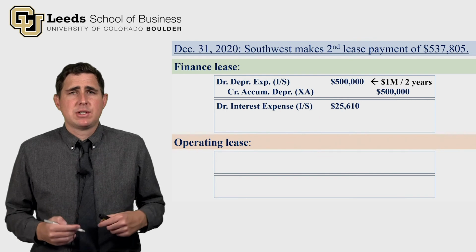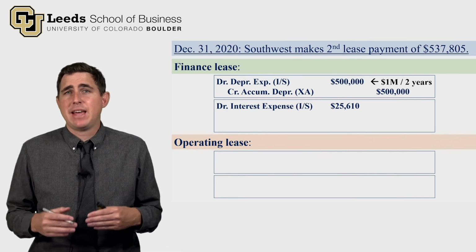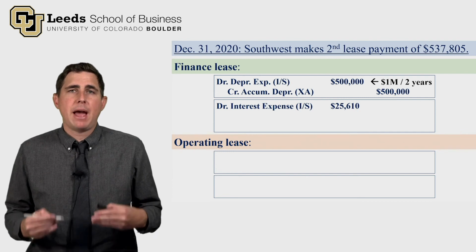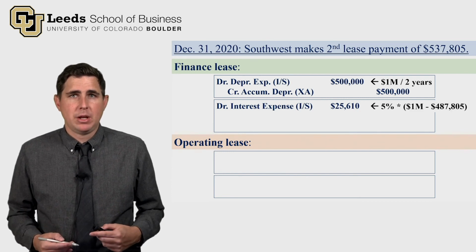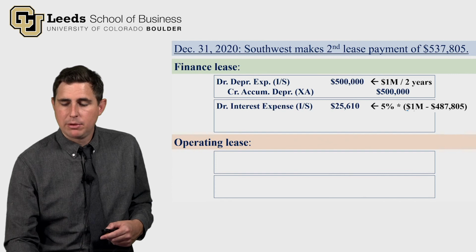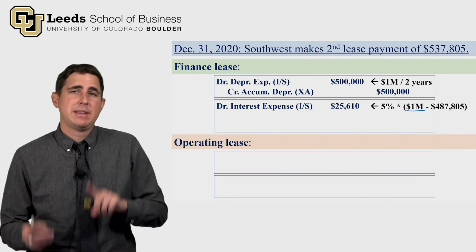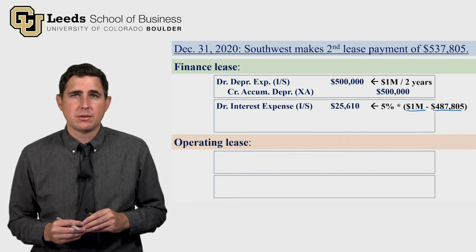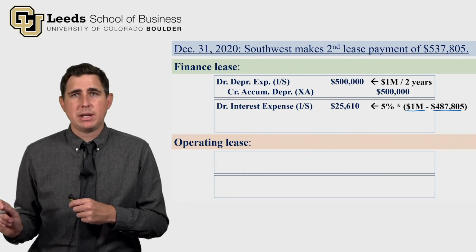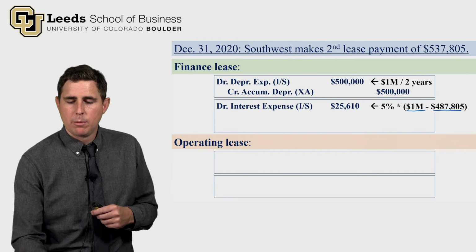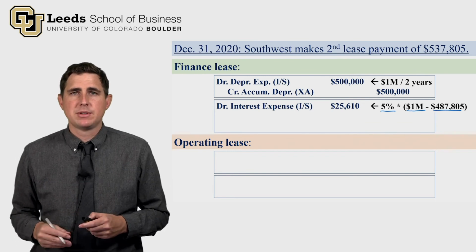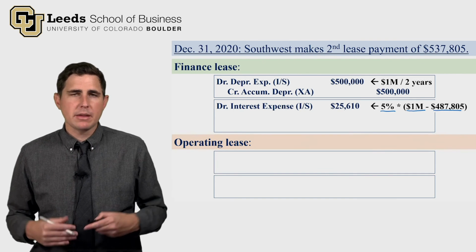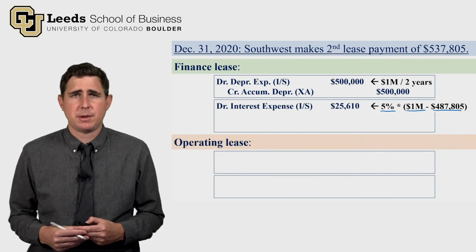We debit interest expense, this time for $25,610. Slightly different this time because the beginning balance of the liability is different. Remember, the beginning balance of the liability started at $1 million, but then back in 2019, we amortized it by $487,000. So now it's a smaller beginning balance of a liability. We're multiplying it by that same 5%, and we get interest expense of $25,610. This is just a formula to arrive at interest expense.